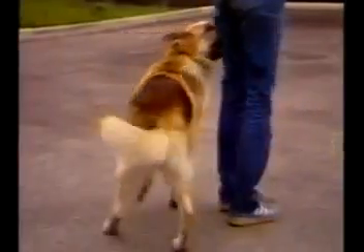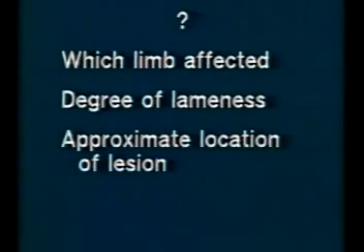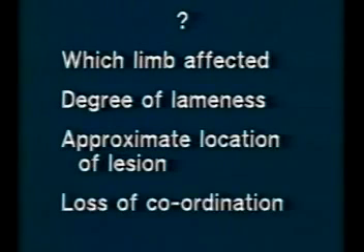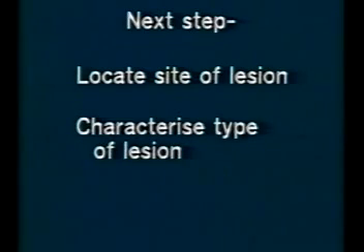The aim of examining the dog whilst moving is to establish which limb is affected, the degree of lameness, the approximate location of the lesion, and whether there is any loss of coordination. By further examinations, you are trying to locate the site of the lesion and to characterize the type of the lesion.